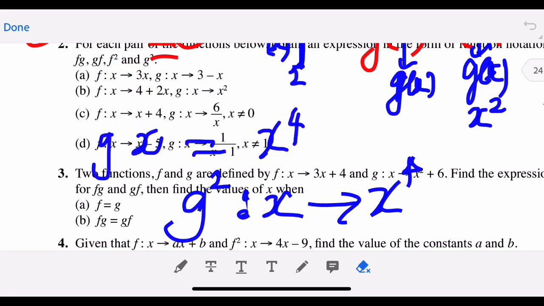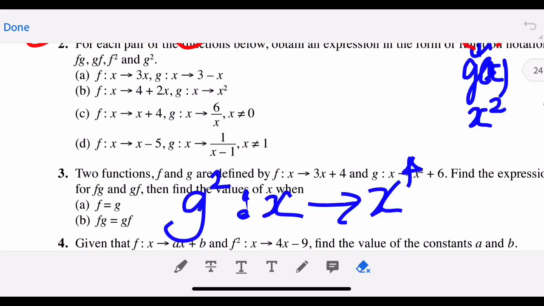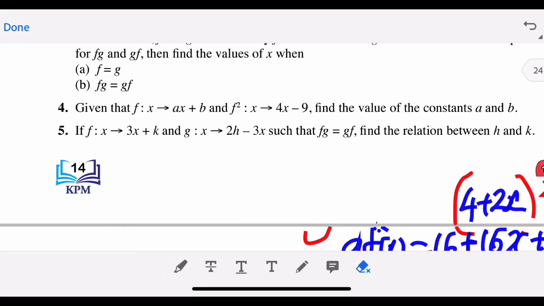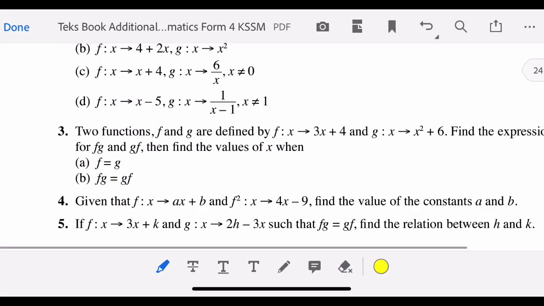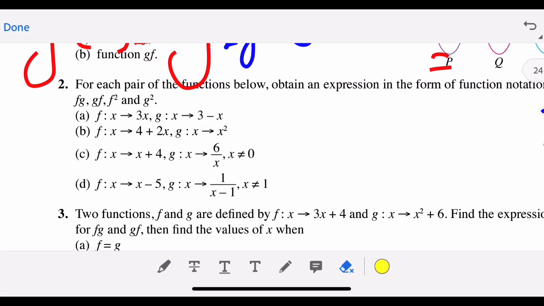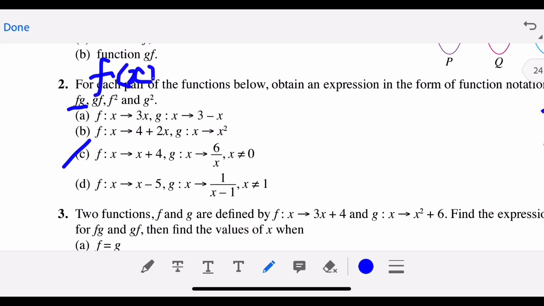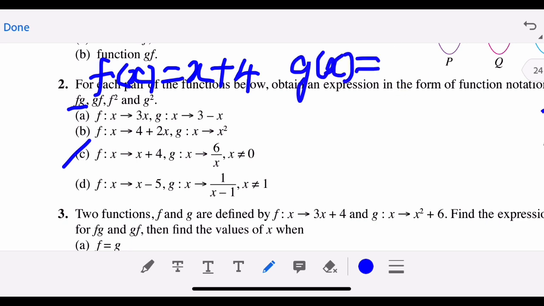Now I'm going to discuss question number c, which involves fractions. Maybe it's a bit confusing to some of you, so let's do it now. We do fg first. You're given f(x) equal to x plus 4, and then g(x) is equal to 6 over x, and x cannot be equal to 0 because the denominator is x.